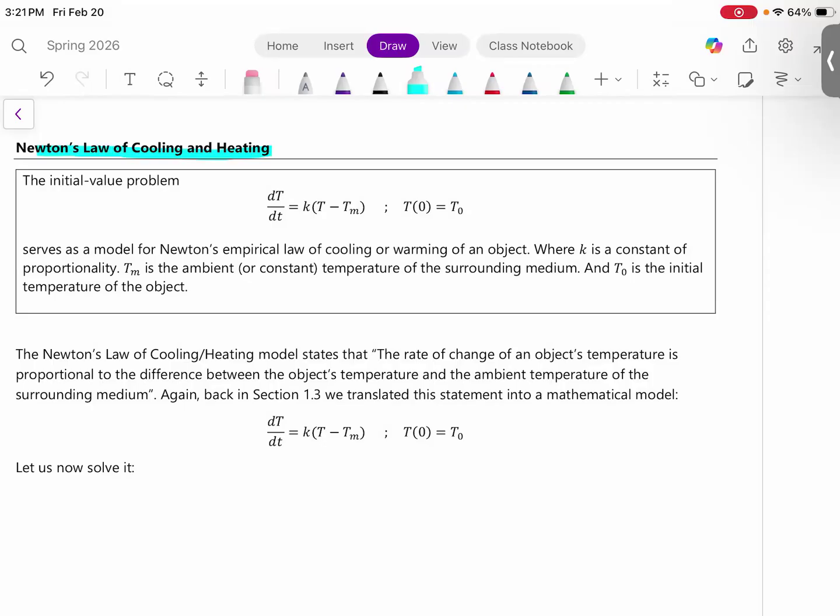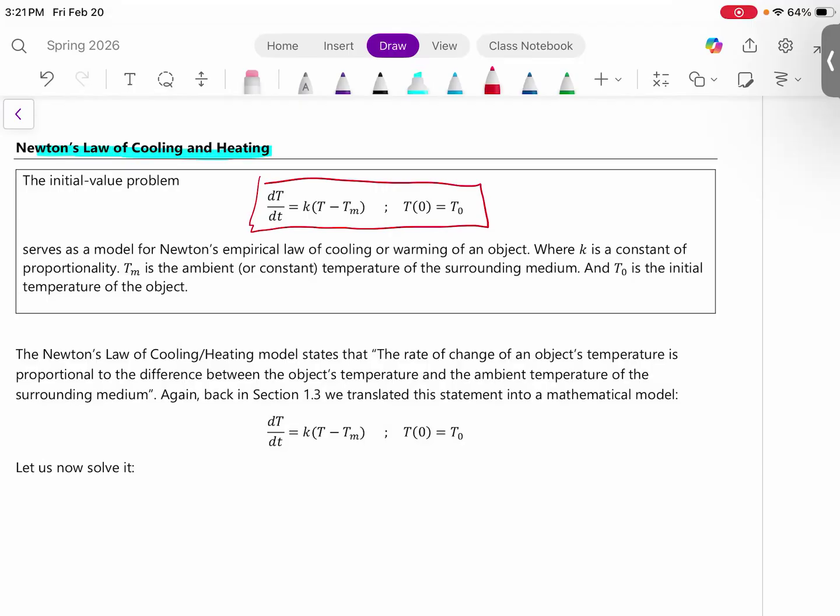Okay, so let's take a look at the initial value problem that we've developed previously in section 1.3. But once again, we have the tools now to solve this and be able to investigate it a bit. So here's an initial value problem. Here's the model: dT/dt equals k times (T minus T sub m). And of course, we have an initial condition at time 0. We have an initial temperature T naught.